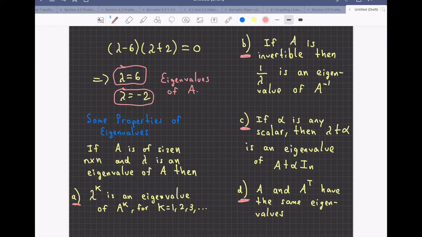So these properties might be useful when we need to compute some eigenvalues. I want to point out property number C. If we have any scalar alpha, then the sum of lambda plus alpha is going to be an eigenvalue for the matrix A plus alpha times the identity.